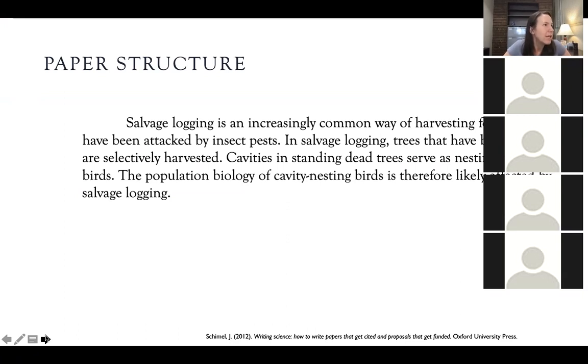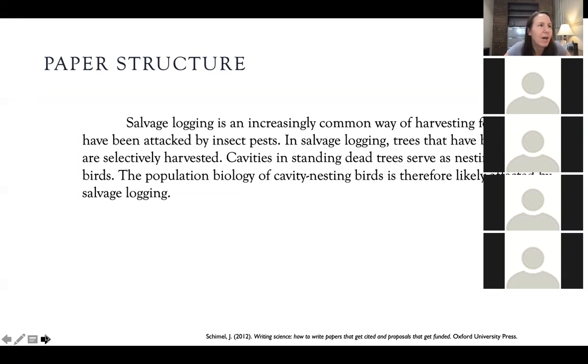So salvage logging is an increasingly common way of harvesting forests that have been attacked by insect pests. In salvage logging, trees that have been attacked are selectively harvested. Cavities in standing dead trees serve as nesting sites for birds. The population biology of cavity nesting birds is therefore likely affected by salvage logging.